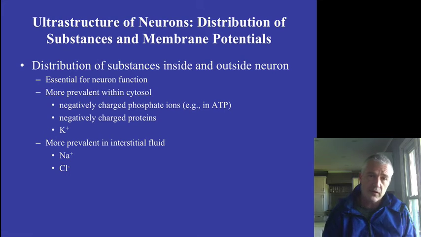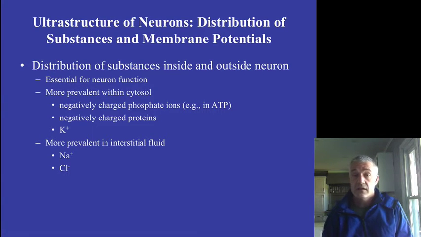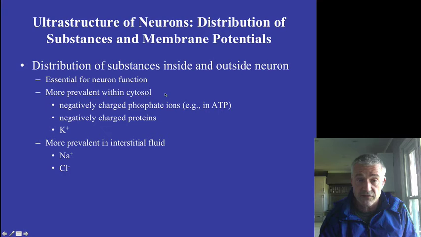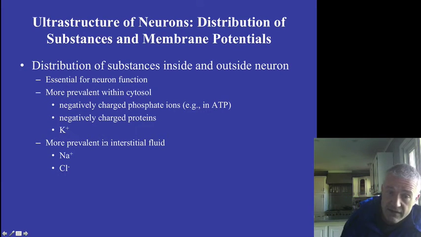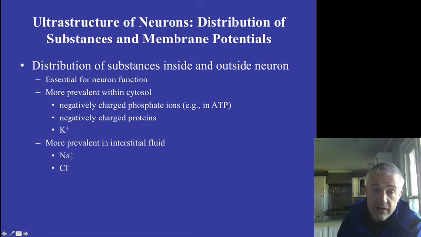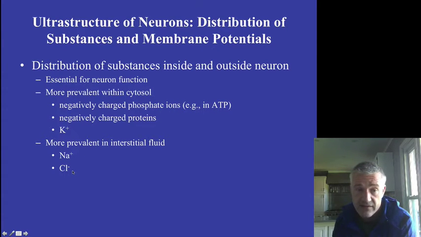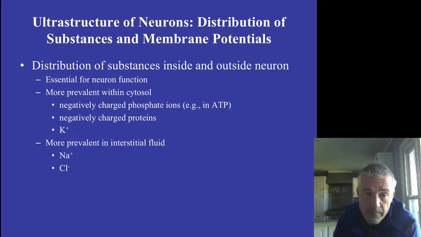And again, what's important on here is we know that inside the cell, we have a lot more negatively charged ions and proteins and potassium. On the outside, we have negatively charged phosphate ions, negatively charged proteins. On the inside, positive ions in terms of the potassium. And the interstitial fluid, the extracellular fluid, is going to be much more sodium rich, and there's going to be a lot more chlorine ions, so these negative ions.